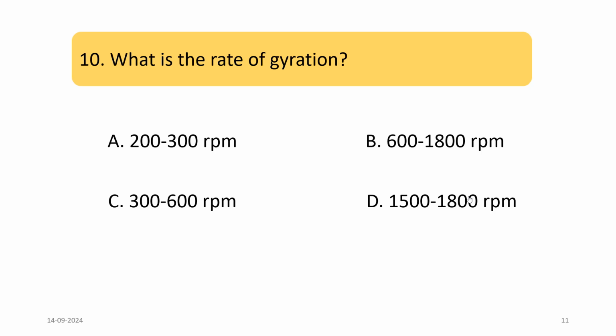Next, what is the rate of gyration? Answer B, 600 to 1800 rpm. Yes, this is 600 to 1800 rpm. That is very high speed.